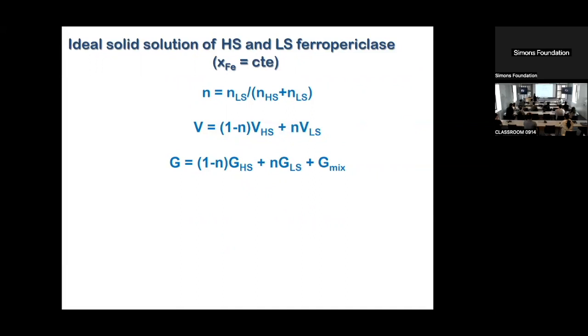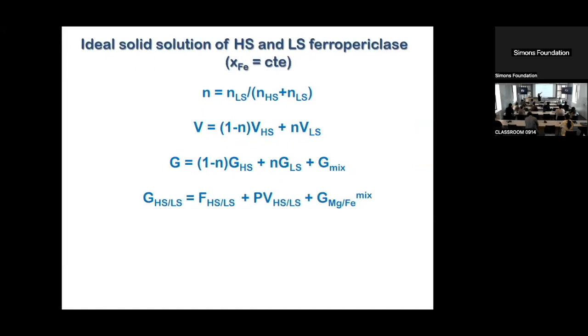The first calculation was done with an ideal solid solution where the volume of the mixed spin region is the weighted average of the volumes of the end members, high spin and low spin, both end members with the same iron concentration. In this approximation, the free energy is given by this expression, interpolated between those of the end members, and a mixing free energy that's ideal in this case. It's the old RT n log n plus 1 minus n log 1 minus n.